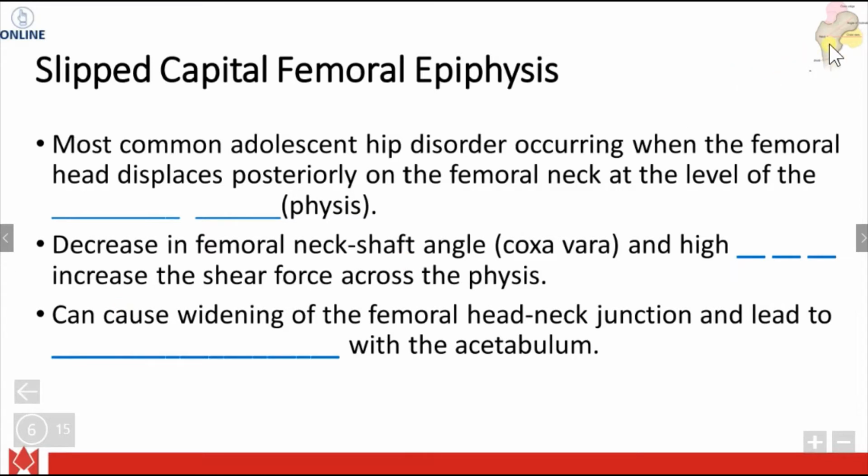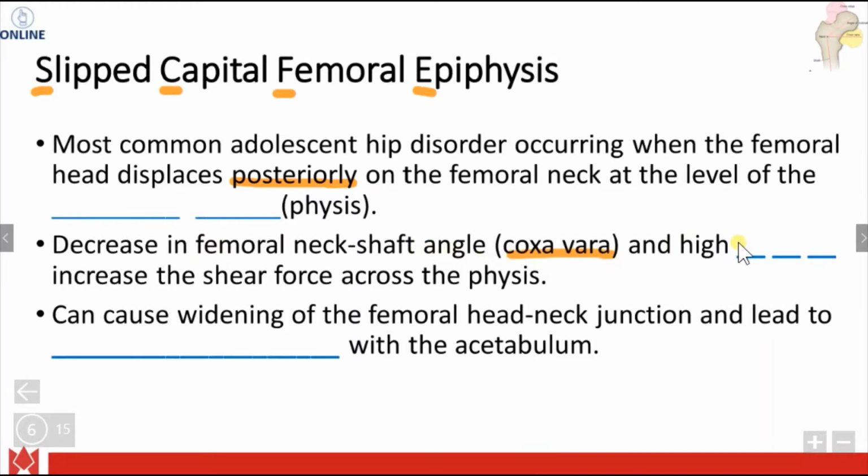Another condition that may be related to this, not necessarily, but it could be, is slipped capital femoral epiphysis, which you'll see commonly abbreviated as SCFE. It tends to be more common in the adolescent population, and it happens when the femoral head displaces posteriorly, so this would be a posterior hip dislocation. This occurs primarily at the level of the epiphyseal plate, or the growth plate. And in particular, it is typically associated with a coxa vara.